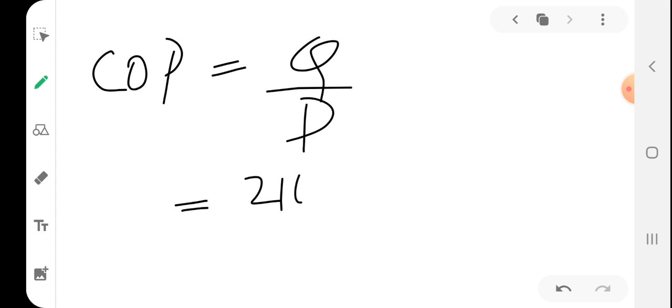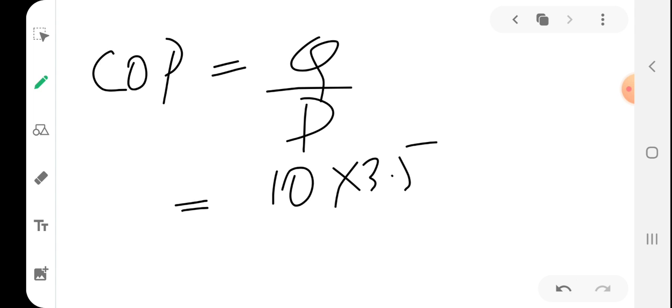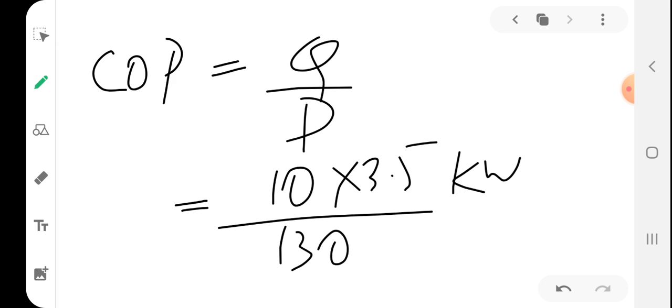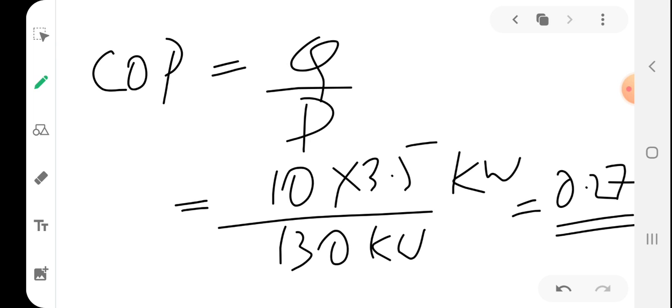So you got the power. Now COP can be found using Q by power. Q is 10 TR, and 10 TR is equal to 10 into 3.5 kilowatts, divided by the power, which is 130 kilowatts. So your answer will be 0.27. So COP will be 0.27. Okay, so this is how you solve an aircraft refrigeration system problem.